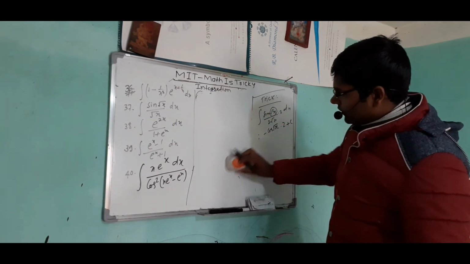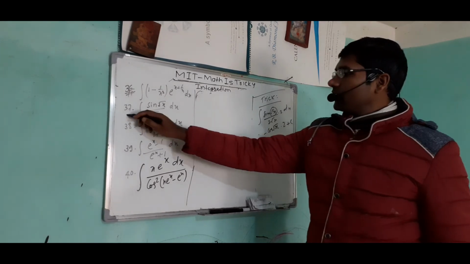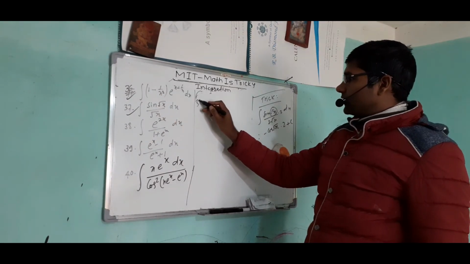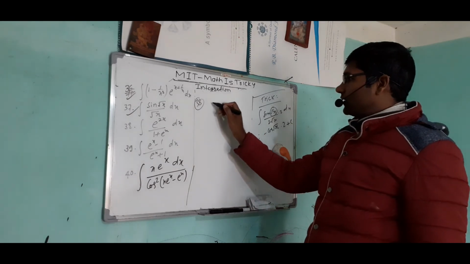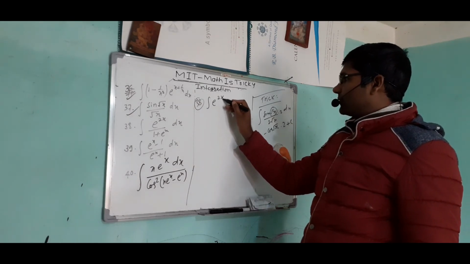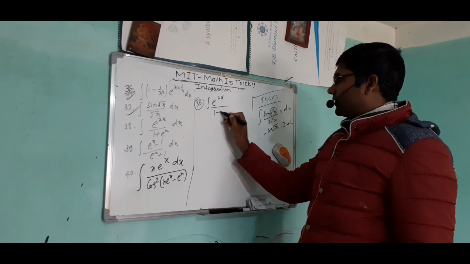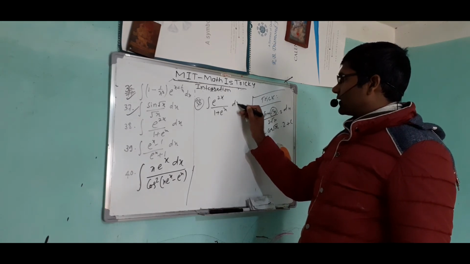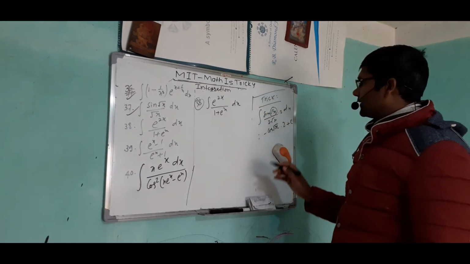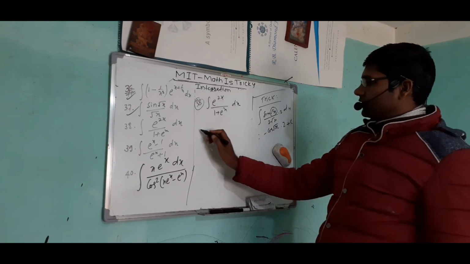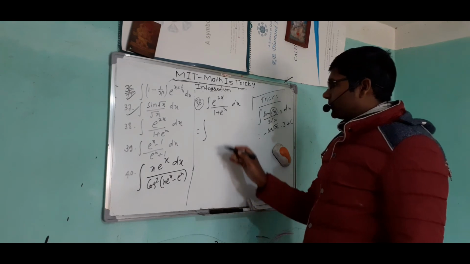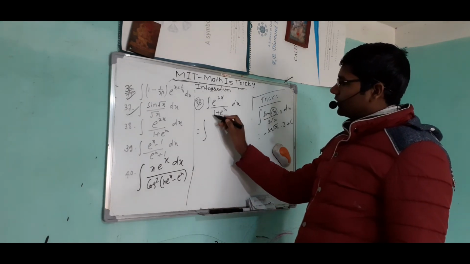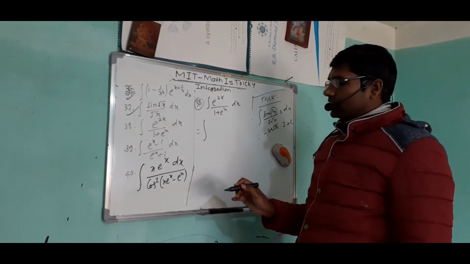Now let's move to question number 38. The question number 38 is e^(2x) / (1 + e^x) dx. So how can we solve this? To solve this, let's simplify and then solve it. In this case it is a little bit different.